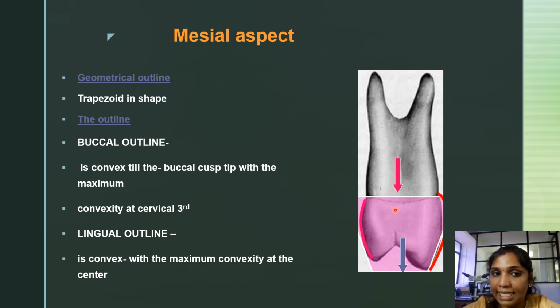Moving on to the mesial aspect, here also the geometrical outline is trapezoidal in shape. You can appreciate this. This is roughly trapezoidal in shape, and the buccal outline. This is the buccal cusp, and here it is the buccal outline. It is convex till the buccal cusp tip. Here you can see this is convex in shape, and the maximum convexity is seen at the cervical third region. Here is the maximum convexity, and the lingual outline, here it is also convex, and the maximum convexity is seen at the center of the tooth.